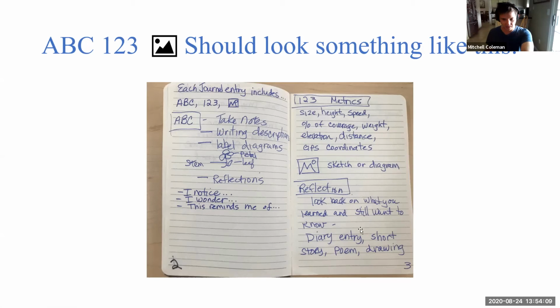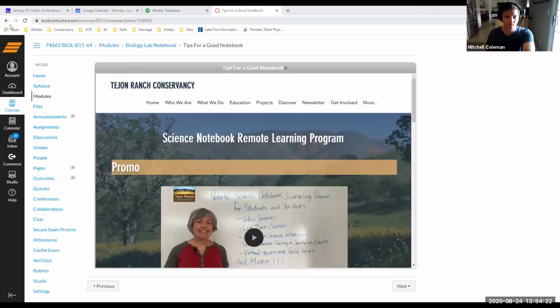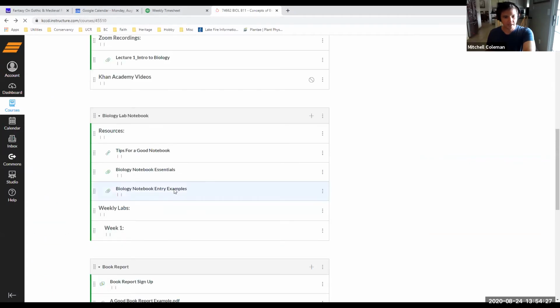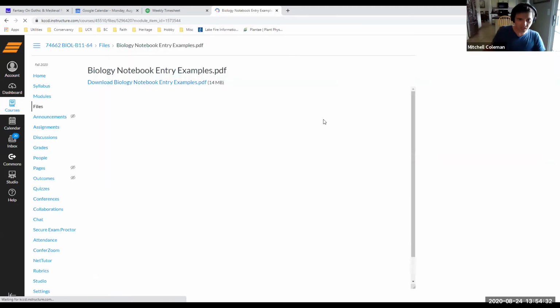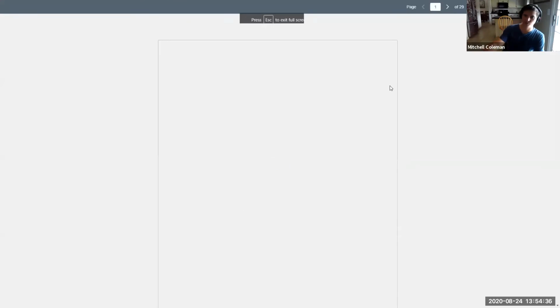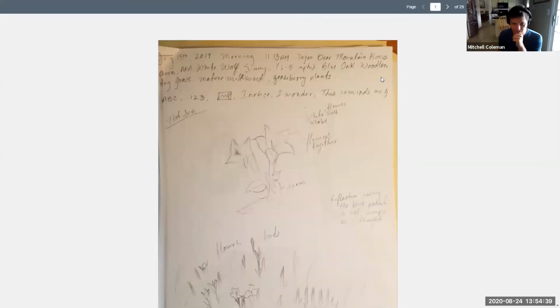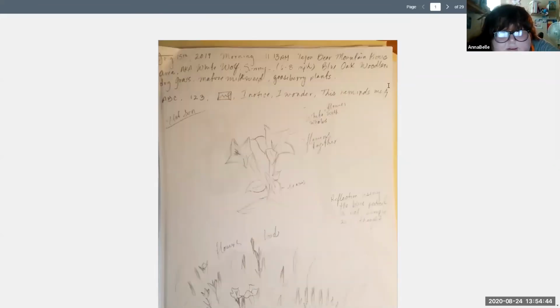In fact, even though it's already up on Canvas, I'm going to go ahead and open up Canvas one more time and show you the examples that are on there. Here it is: biology notebook entry examples. These are not mine. These are from a slew of people who visited Tejon Ranch over the years. Here are some really good examples, and this is available for you on Canvas.